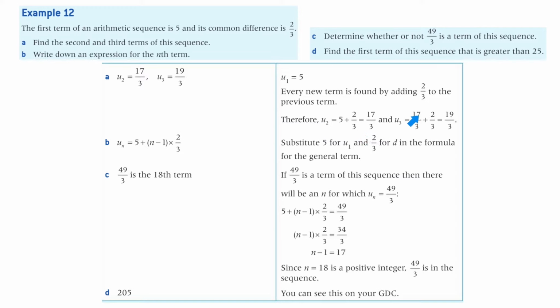And the third term is 5 plus two of those, or they've just added, for U3, they've just added U2 plus the difference.